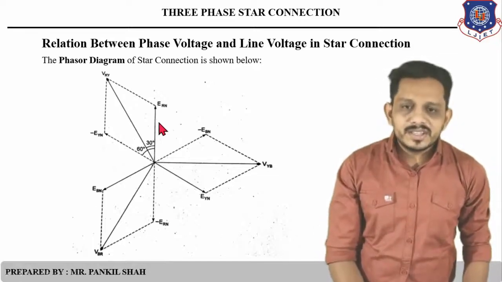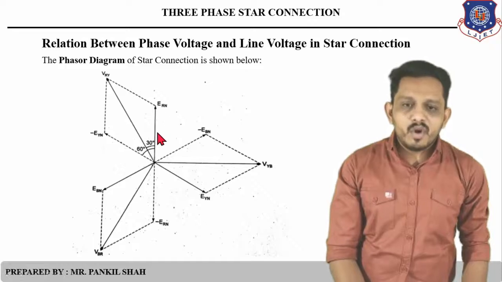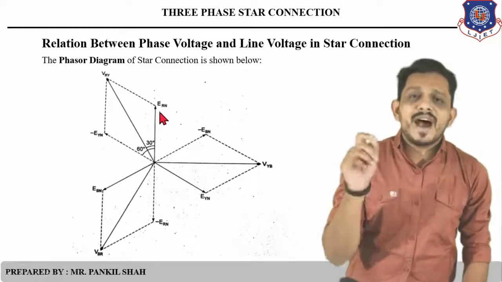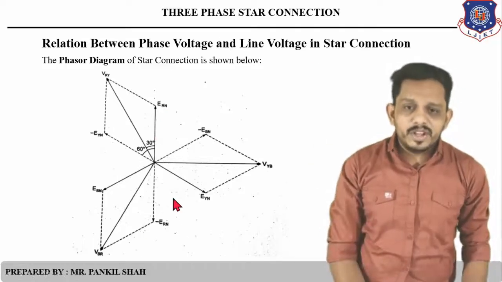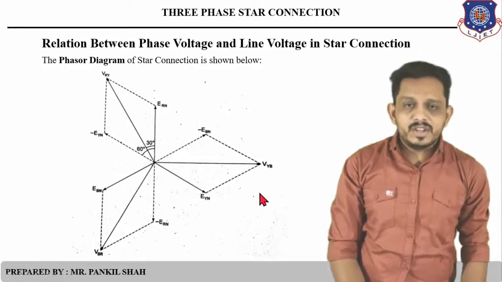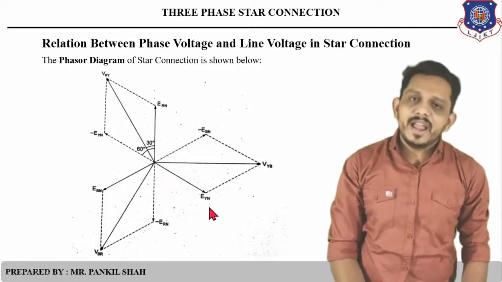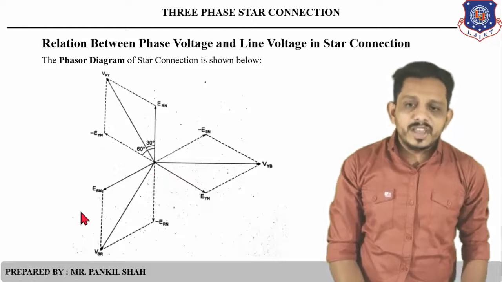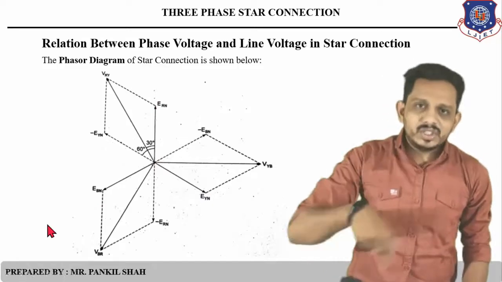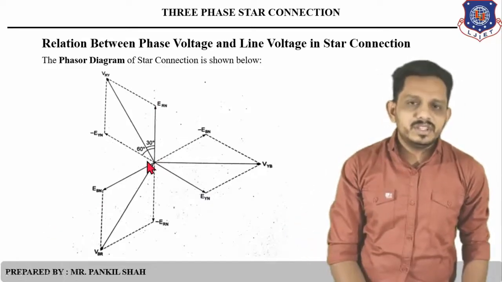So here you can see that first we have drawn the voltage ERN, that is the voltage of R phase. 120 degrees apart from this voltage, we have drawn another voltage of the Y phase, that is EYN. And 120 degrees apart from this, we have drawn the phase voltage of B phase, that is EBN. So first we draw ERN, EYN and EBN, and these three are 120 degrees apart from each other.